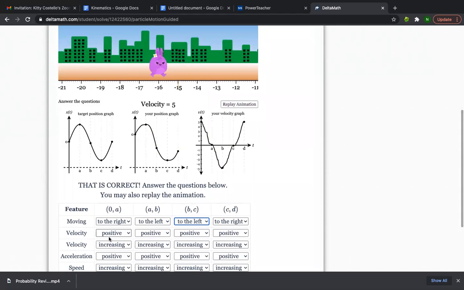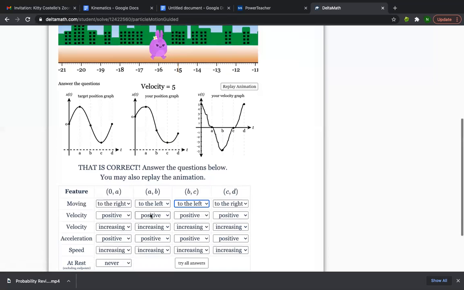Okay, now I'm going to look at velocity, meaning I'm going to want to look at this v of t graph. And I'm looking at the y values. From 0 to A, the y values are positive. From A to B, the y values are negative. From B to C, they're negative. And from C to D, they're positive.